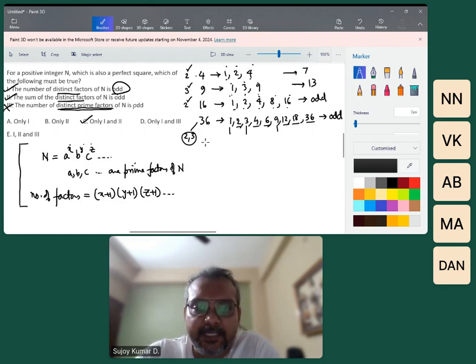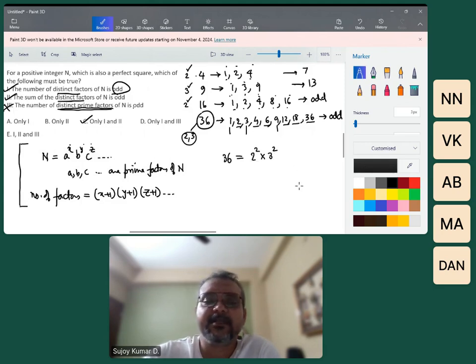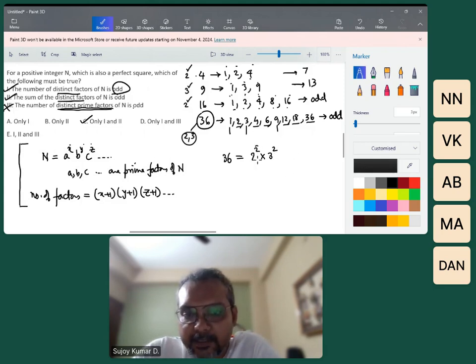So just to give you an idea that this works, if you look at 36, if you factorize it in terms of its primes, that's 2 squared times 3 squared. This 2 squared is 4, 3 squared is 9. Look at the exponents, 2 and 2, add 1 to each of them.